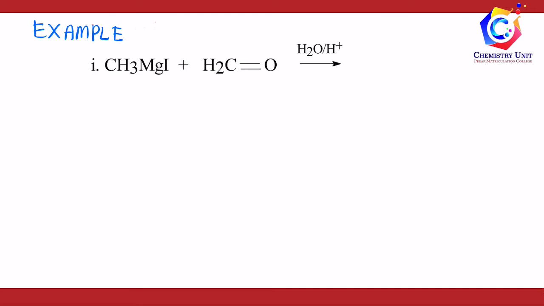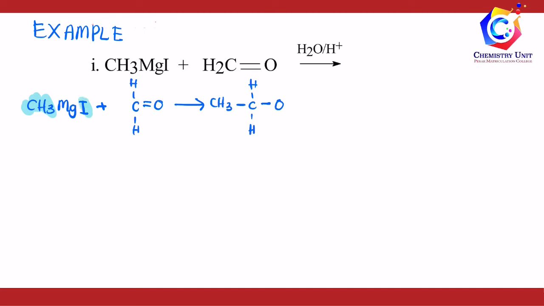Example. Okay, so for the first example, how to write the answer? First, you write the CH3MgI plus methanol. You can write hydrogen, double bond, O, and then arrow. So, methanol, hydrogen remains, and then your double bond will be expanded, and your methyl will attach to the new bond. And next, your MgI will attach beside your oxygen. So basically, the charge of oxygen will be negative, and magnesium will be positive.